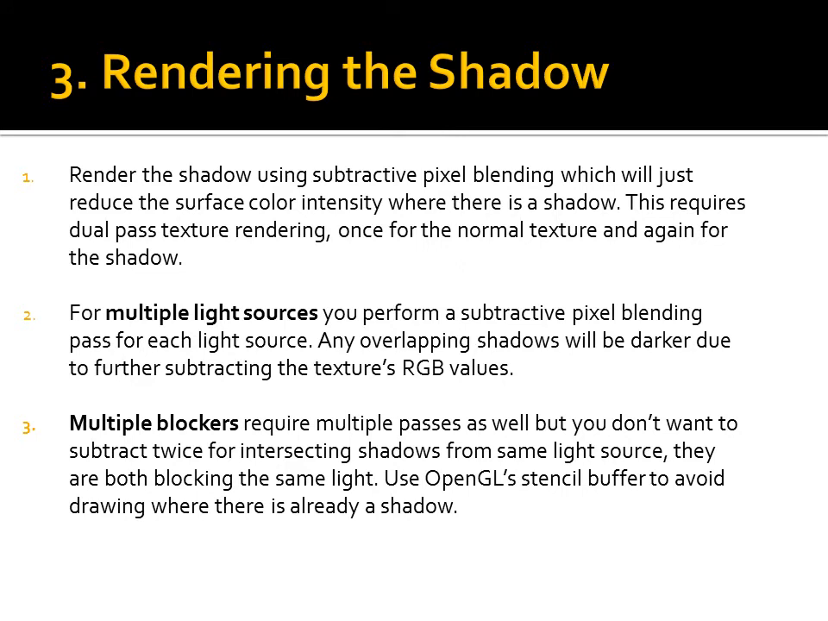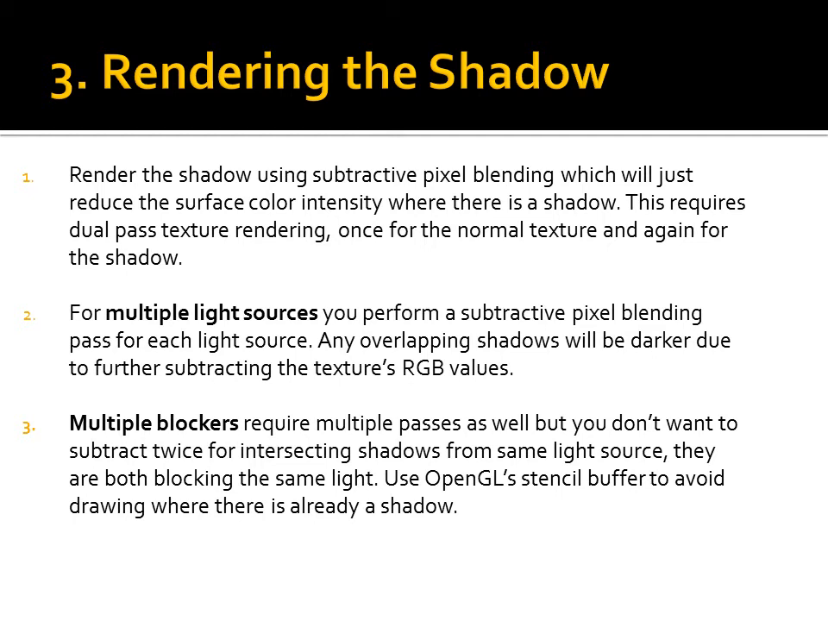So the third step is rendering the shadow. To render the shadow, after you've projected the shadow map texture onto the blocker, you just subtract. You use subtractive pixel blending, which subtracts color intensity at the spot of shadow. So this is a dual pass technique where you first render the texture normally, then you go back, and anywhere that there's shadow you subtract. You're basically subtracting RGB values where the object is in shadow.